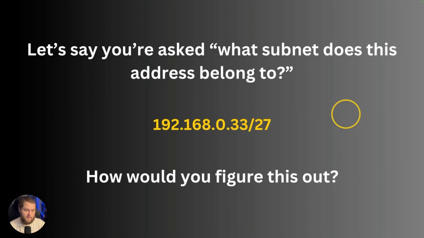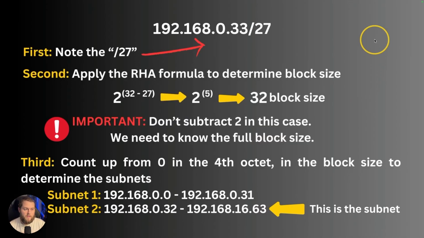192.168.0.33 /27. How would you figure this out? This is a little bit more complicated, and there are going to be shortcuts coming up. But first, we note that there's a /27 here. Then we apply the remaining host addresses formula to determine the block size. So we say 2 to the power of 32 minus 27, which gives us 2 to the 5th power, which gives us a 32-bit block size.